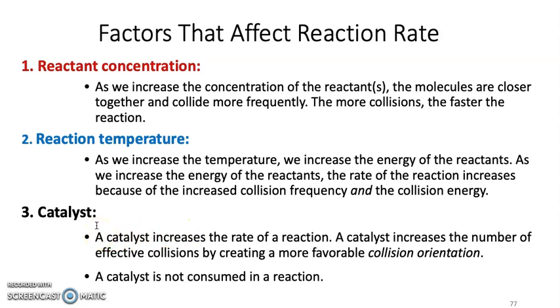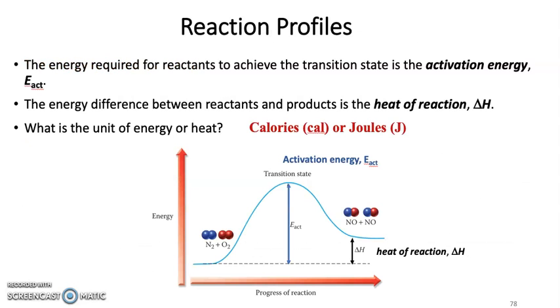The other factor that can affect the reaction rate besides concentration and temperature is catalyst. Adding a catalyst into a reaction can increase the rate of reaction because the catalyst can increase the number of effective collisions by creating a more favorable collision orientation. Now, a catalyst is not consumed in a chemical reaction. It does not participate in the chemical reaction. It just changes the orientation of the reactant, and it makes the collision more effective. Now we talk about energy.